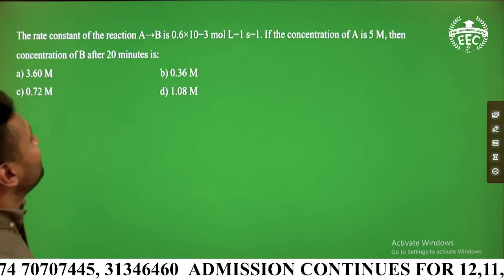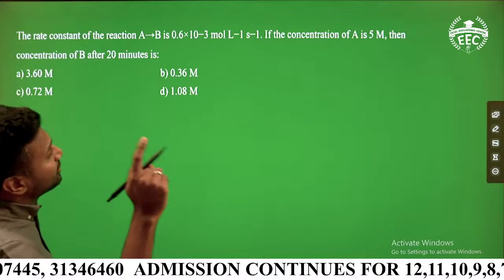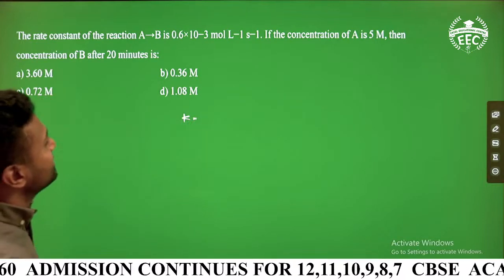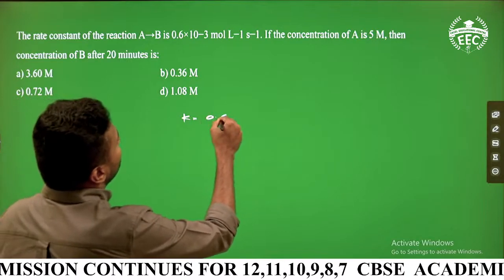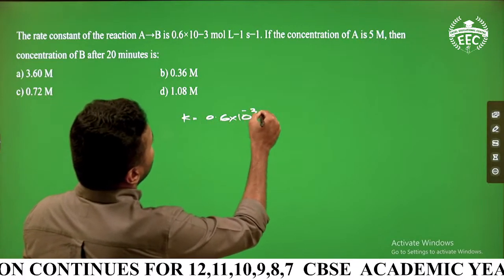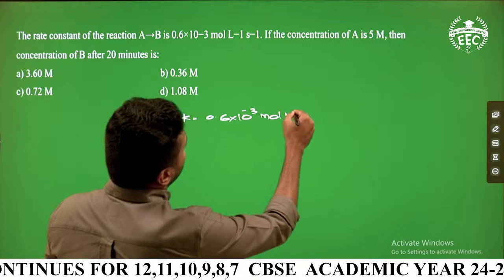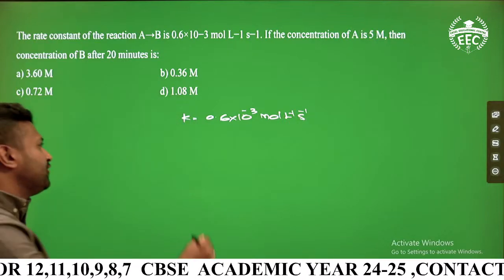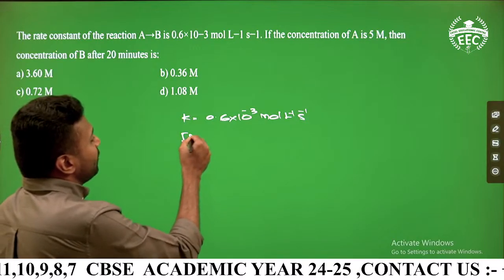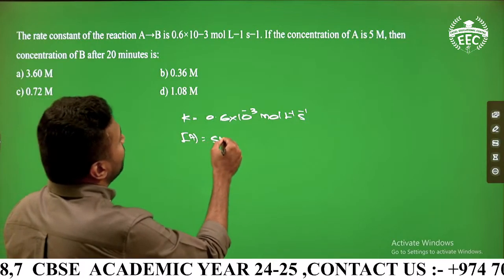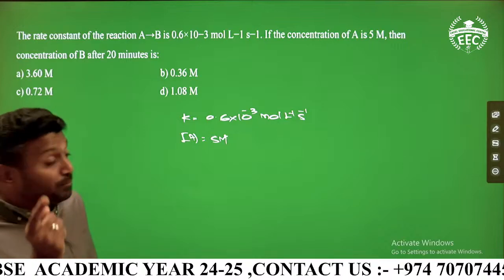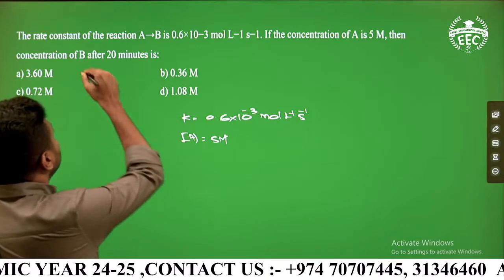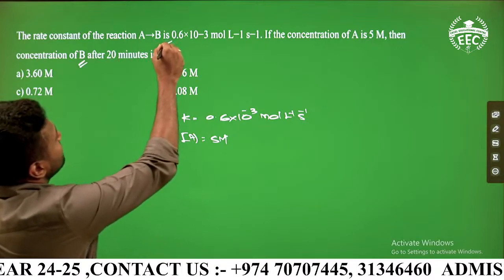Question: the rate constant for a reaction A giving B. Rate constant is called K, and K is given as 0.6 into 10 raised to minus 3 mole per liter per second, I mean mole liter inverse second inverse. If the concentration of A is 5 molar, then what is the concentration of B after 20 minutes? Let's try the question.